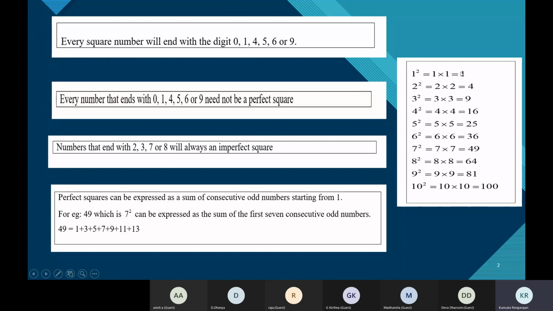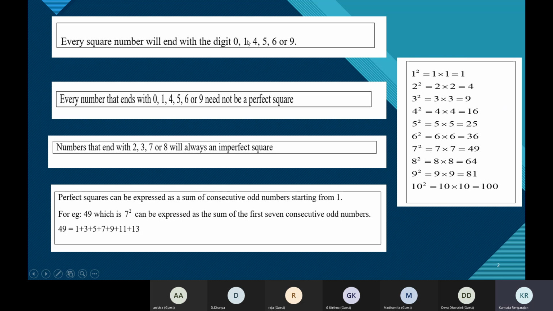So 1 happens 2 times here. 1 ones are 1, 9 nines are 81. 4 happens 2 times. 2 2s are 4, 8 8s are 64. 6 happens 2 times. 4 4s are 16, 6 6s are 36. 9 happens 2 times. 3 3s are 9, 7 7s are 49.